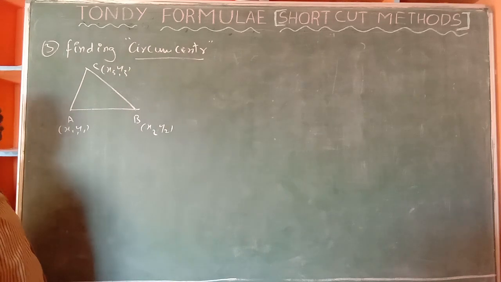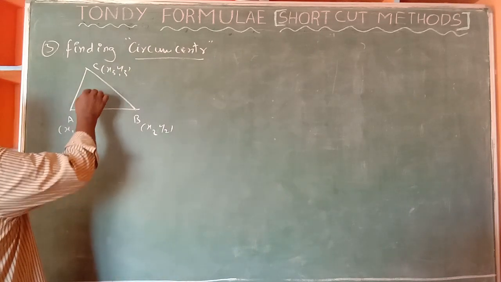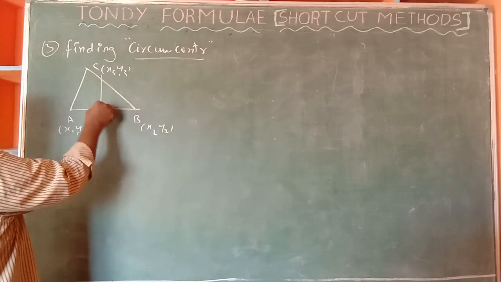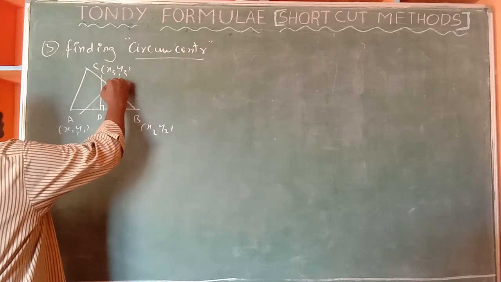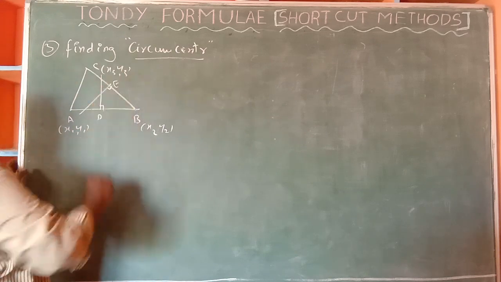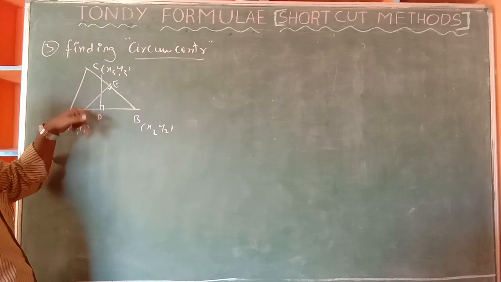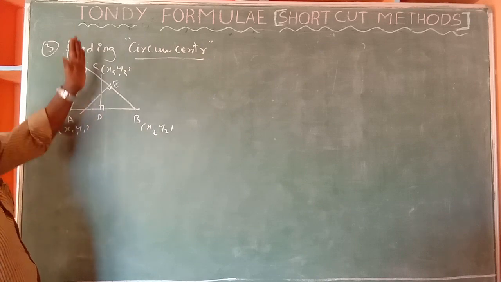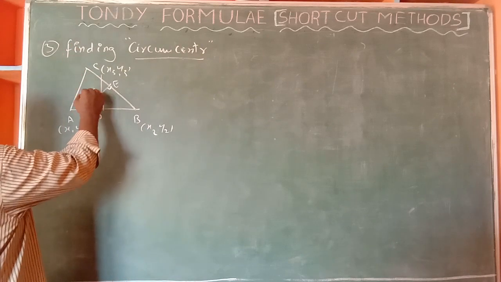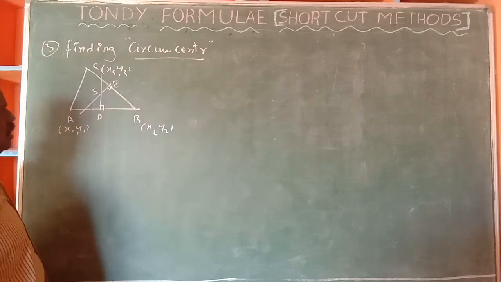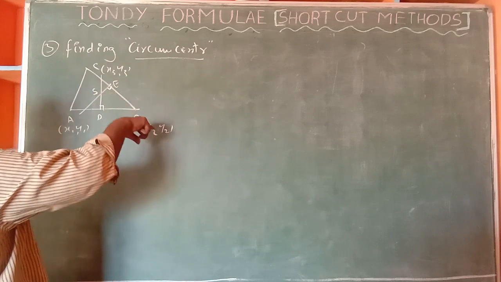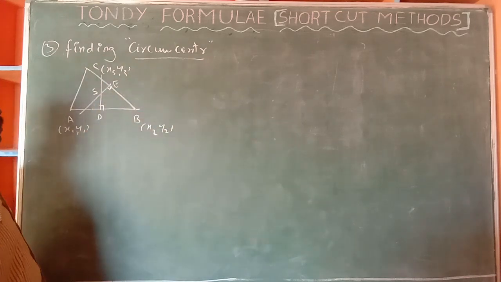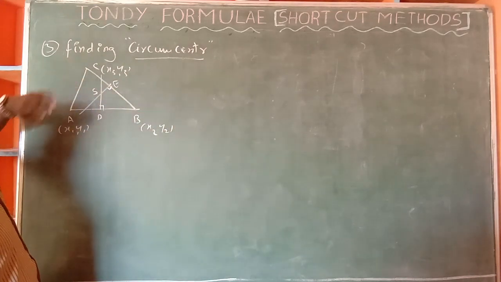Already we solved this type of problem. Circumcenter means the point of concurrence of perpendicular bisectors. Suppose D and E are the midpoints of AB and AC. SD is the perpendicular bisector of side AB, and S is the circumcenter, with the perpendicular bisector of side BC. Similarly, here also like this.